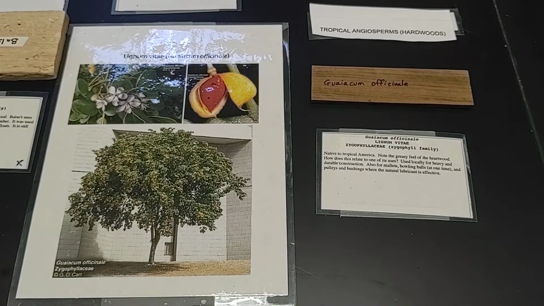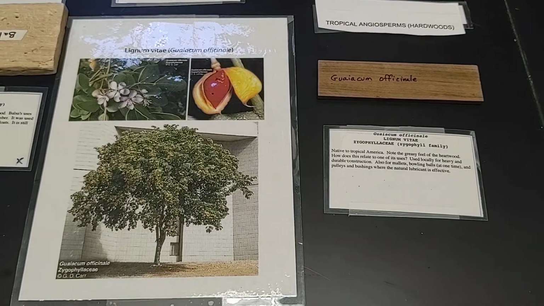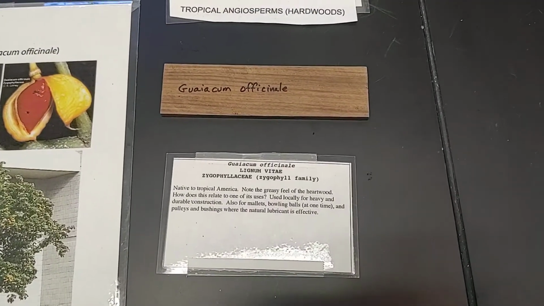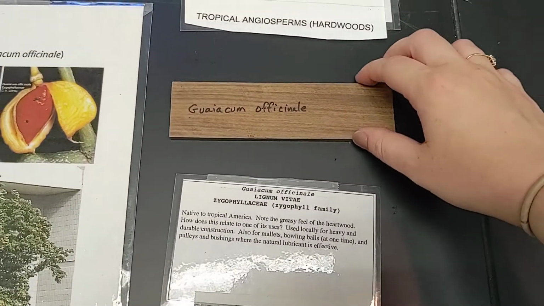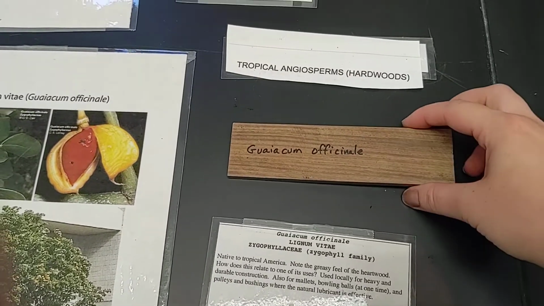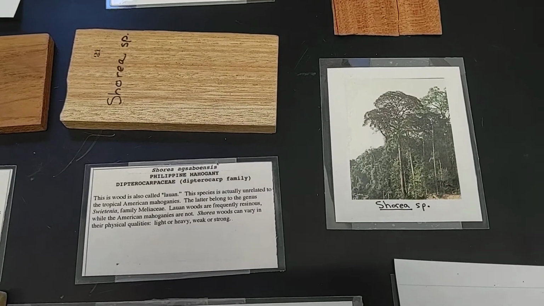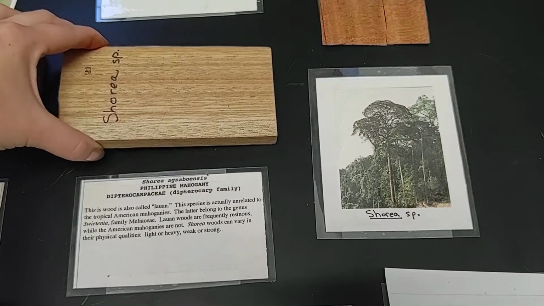Now we'll talk a bit about tropical angiosperm hardwoods. This is one from the bean family. And it's, not the bean family, Zygophyllaceae instead. And it's very nice, very dense wood. Here we have Shorea, Philippine mahogany, Dipterocarpaceae.